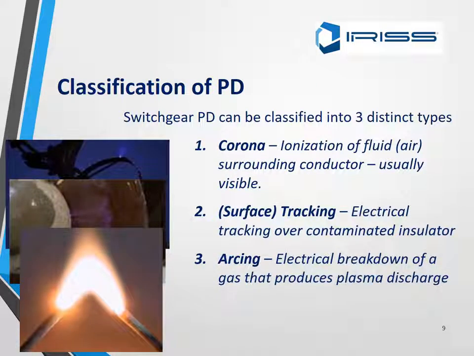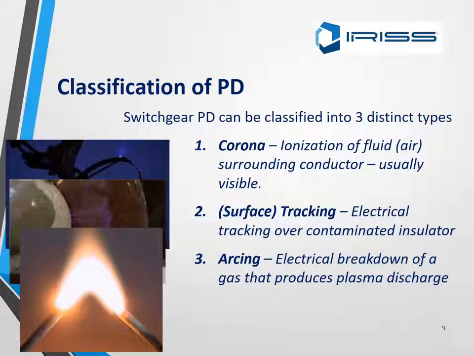So PD is classified into three. Number one is corona, number two is surface tracking, and number three is arcing. So first, corona is the ionization of fluid air surrounding conductors and is usually visible. And when we say visible, it is normally given off via white powder. But unfortunately, infrared cannot pick up corona.